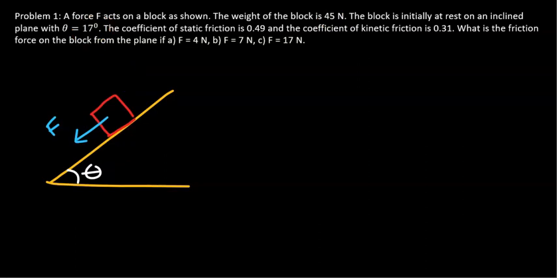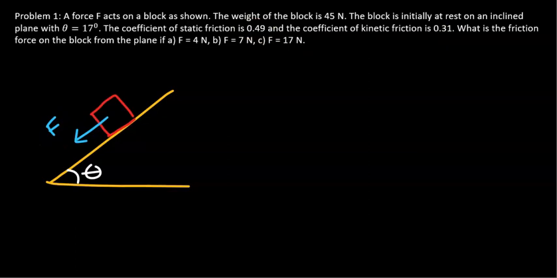The coefficient of static friction is 0.49 and the coefficient of kinetic friction is 0.31. So these two coefficients are the coefficients of friction for the surface between the block and the plane. Now, what is the friction force on the block from the plane if this force here is 4 newtons, 7 newtons, and when it is 17 newtons?